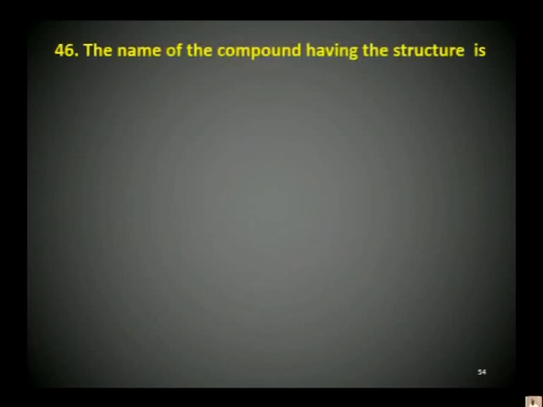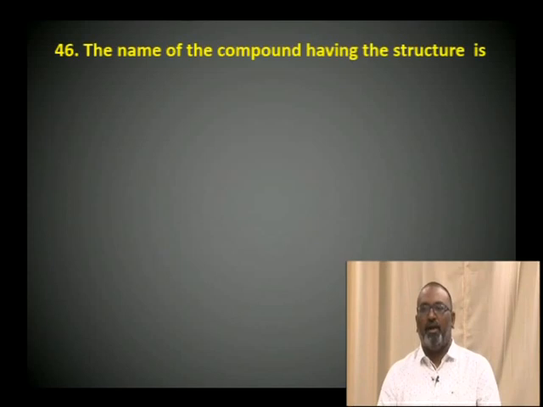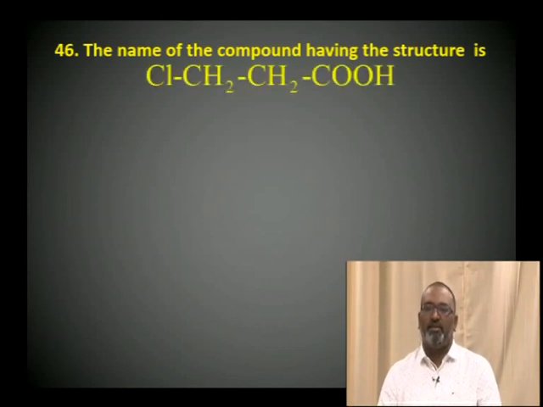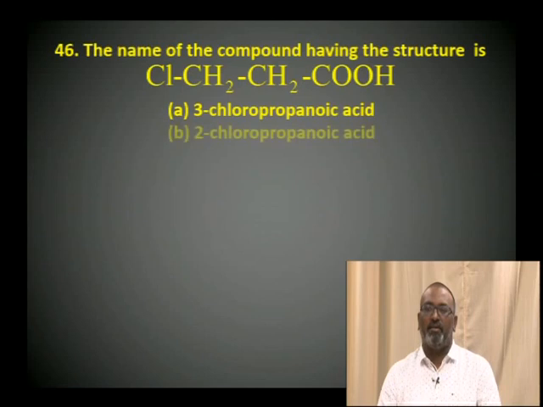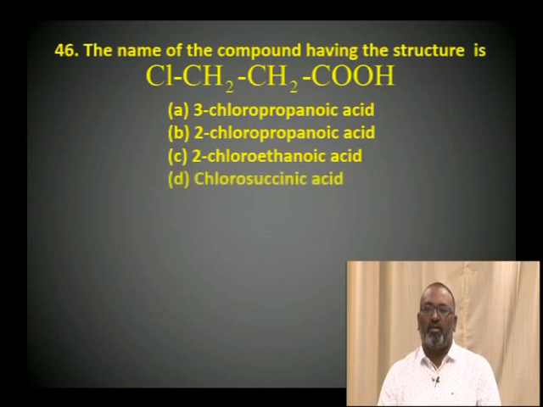Now, let us see the questions from carboxylic acids. Question number 46. The name of the compound having the structure, they have given the structure ClCH2CH2COOH. Is it 3-chloropropanoic acid, 2-chloropropanoic acid, 2-chloroethanoic acid, or chlorosuccinic acid?